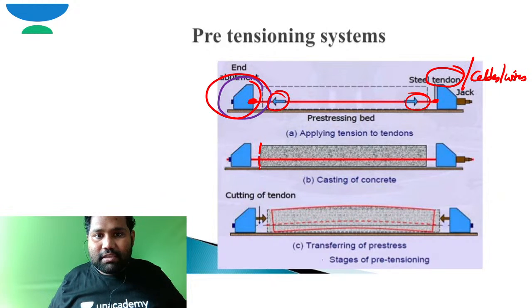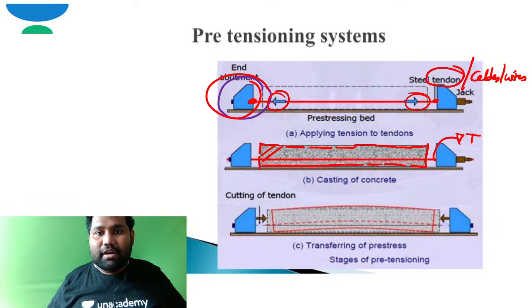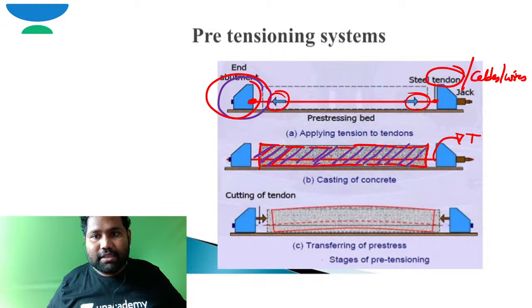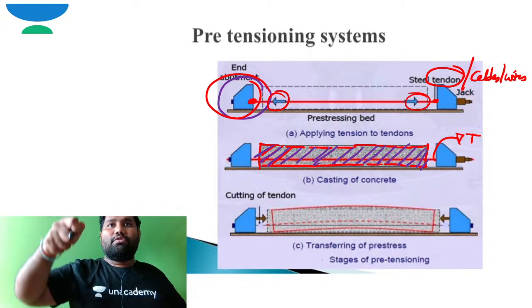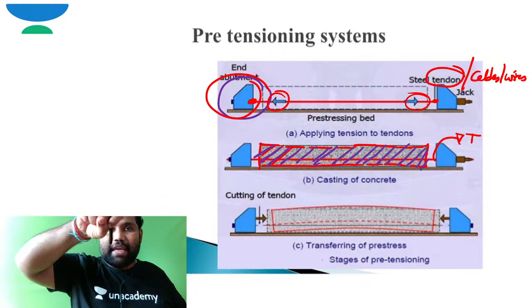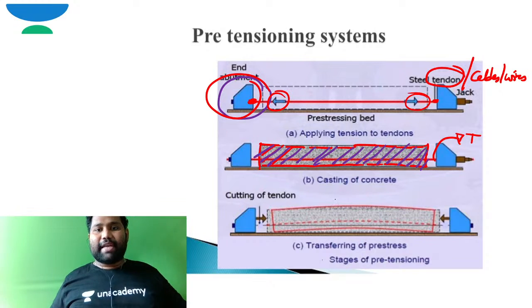After the tension action is developed in the steel tendons, I hope you are able to see this is how the framework of concrete is. After the framework of concrete, once the steel tendons are in tension, we can apply casting of concrete. This is how the concrete has got casted. Is it visible to you clearly? Casting of concrete means placing already manufactured fresh concrete in the framework.